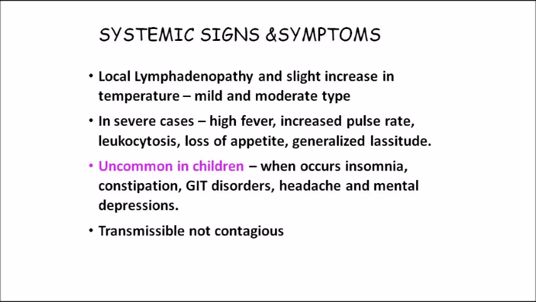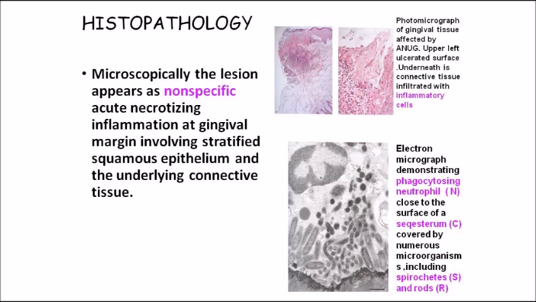Another important point is it is transmissible but not contagious. What is the difference? Transmissible means you can transmit the fusospirochetal species to a consequent host. From my oral cavity, the fusiform bacilli and the spirochete can be transmitted to the oral cavity of another patient, but you can't spread the disease. It is not contagious. So it is transmissible, not contagious, because we already said this disease occurs only in a susceptible host.